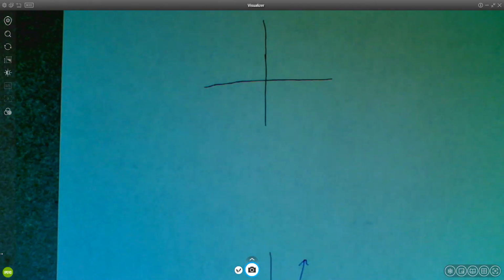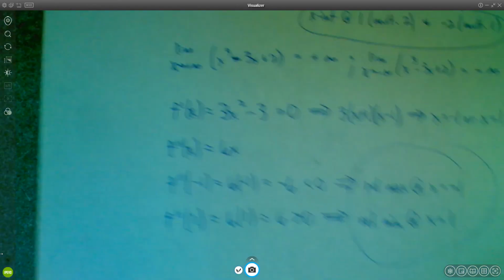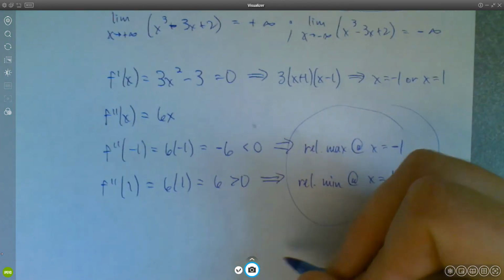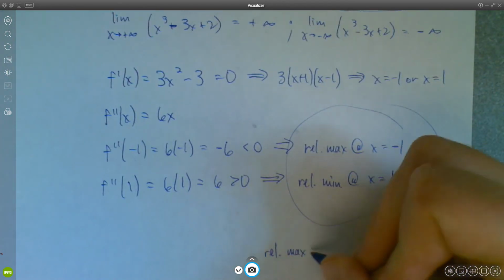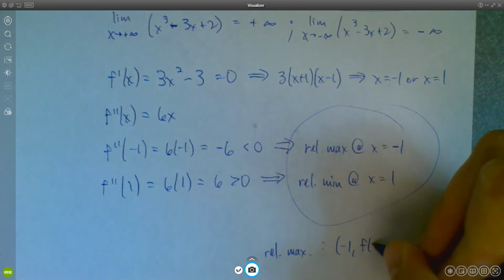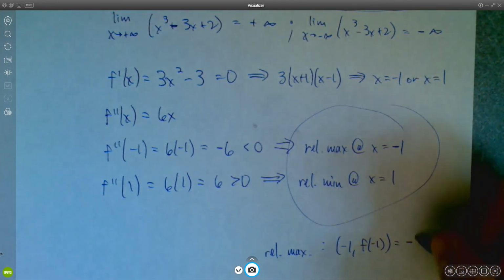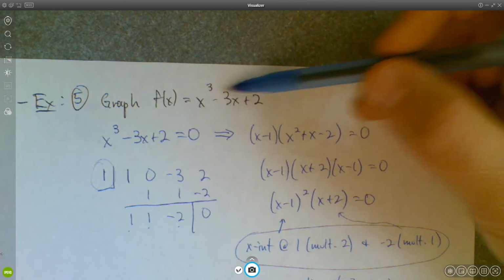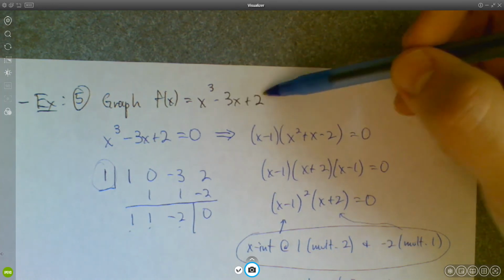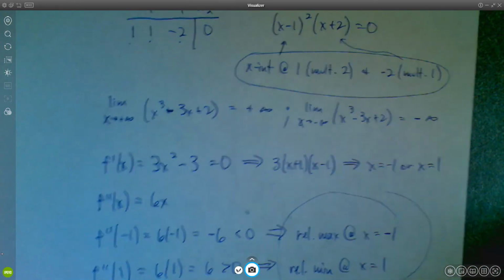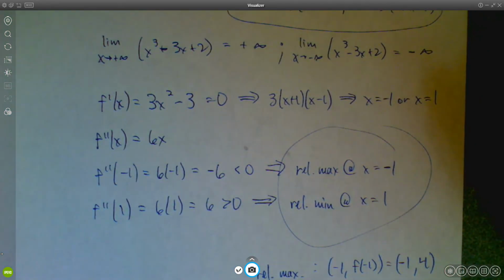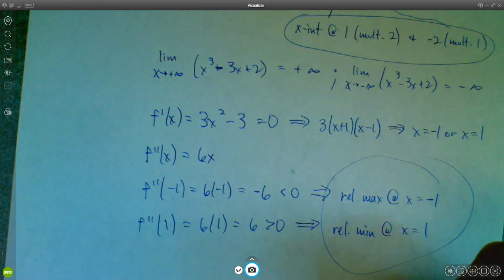In fact, another thing we could do is, okay, so it's a relative maximum at -1. What's the y coordinate, right? So your relative maximum is going to be the point -1, f of -1. That's -1, and then f of -1 is going to be -1 plus 3 is 2, plus 2 is 4. So you've got a relative maximum at -1, 4. We could also find the y-intercept. Okay? If we plug in 0 here, we're going to get a y-intercept of 2. So the y-intercept is the point 0, 2.